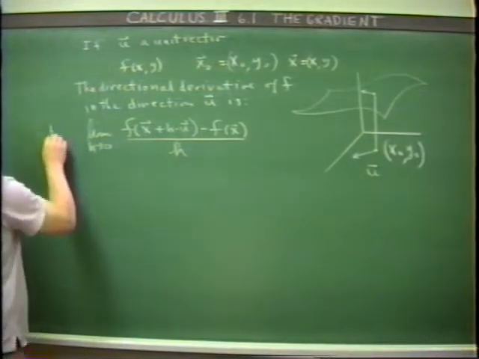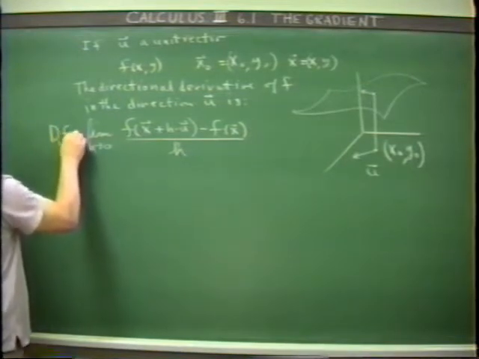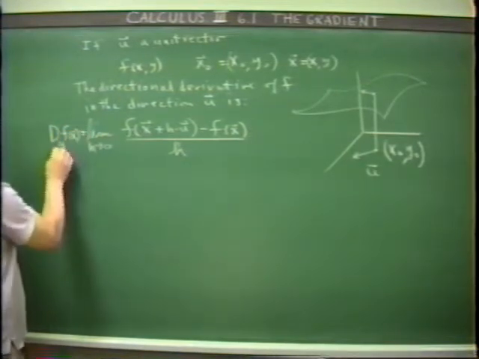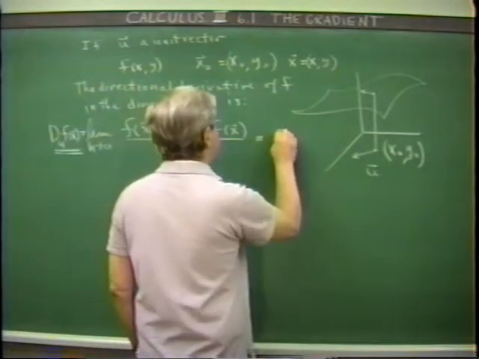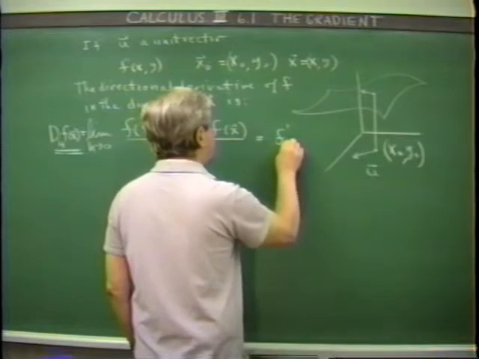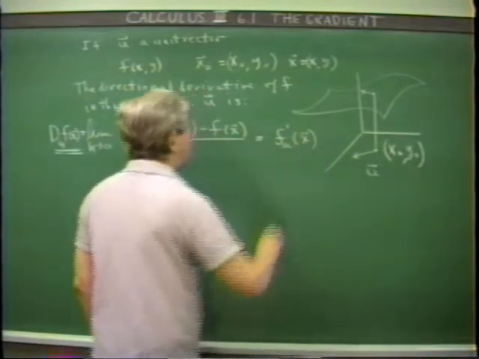And this will then define the directional derivative in the direction u of f at x, which you can use this notation for, or sometimes this notation is also used: f prime sub u at x.